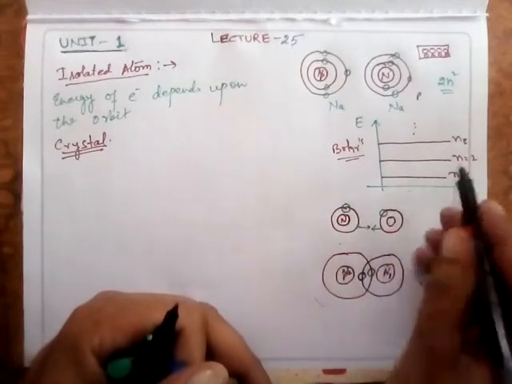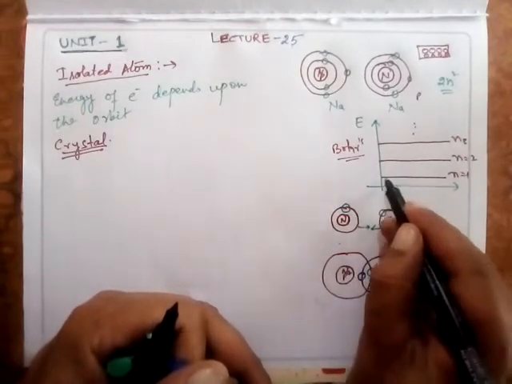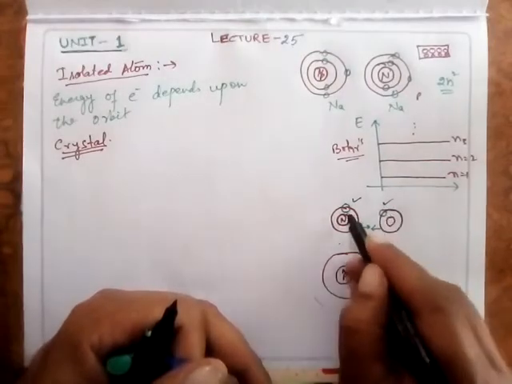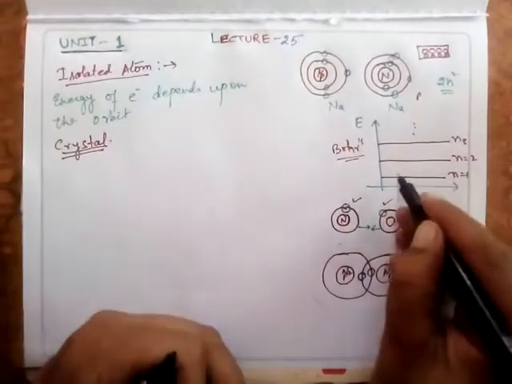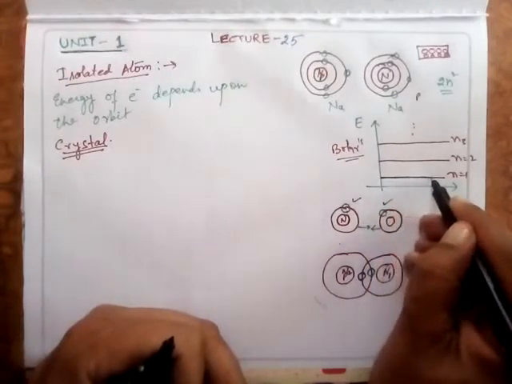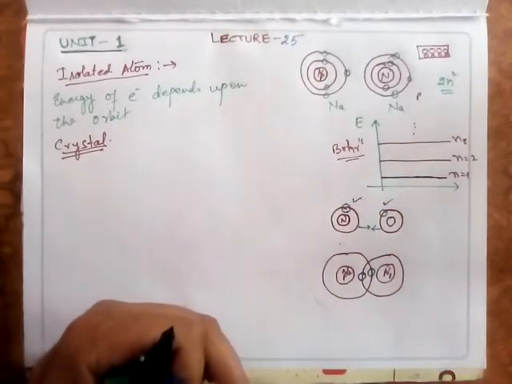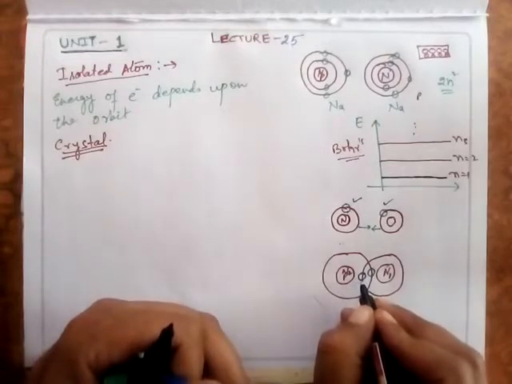Initially, suppose both were in shell number 1. Both of them had the same energy, either this or this. In an isolated case, they will have the same amount of energy, whatever it is. Now, when a crystal is formed, this atom comes close to the other.